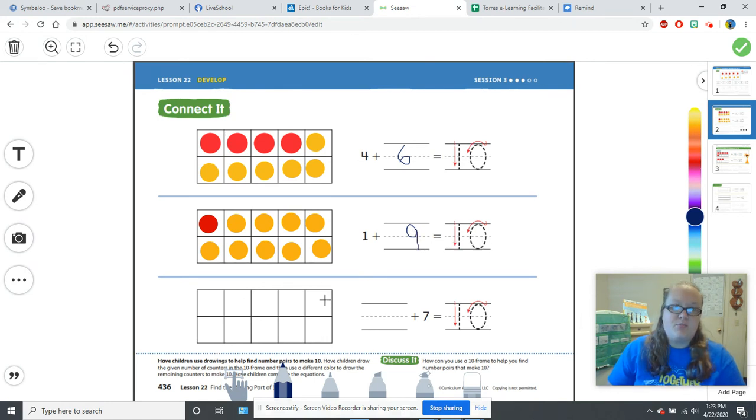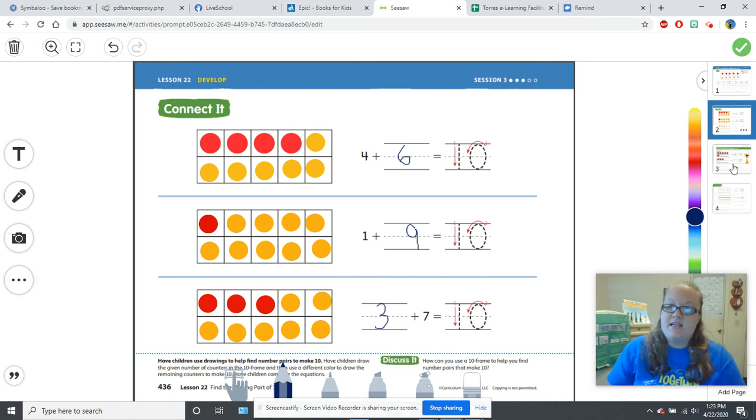Now let's look at the final problem on this page. It doesn't tell you how many red dots you need, but it does tell you that you need 7 yellow dots. I'm going to work backwards to fill in my yellow dots. 1, 2, 3, 4, 5, 6, 7. I needed 7 yellow dots. Now I need to know how many red dots we need. 1, 2, 3. We need 3 red dots. 3 plus 7 equals 10.